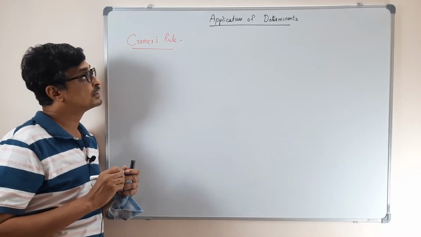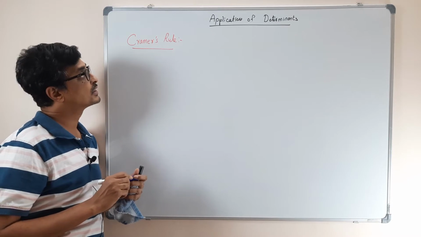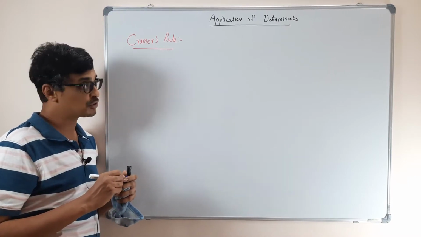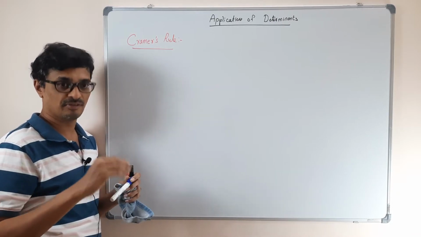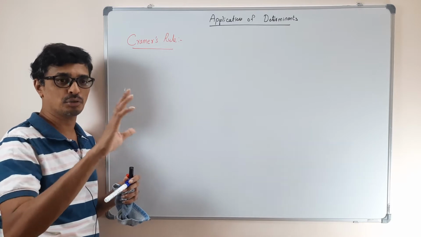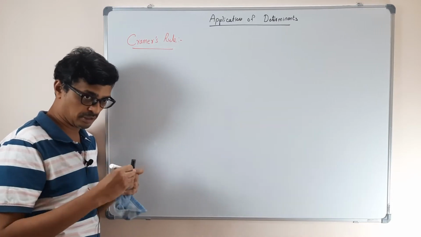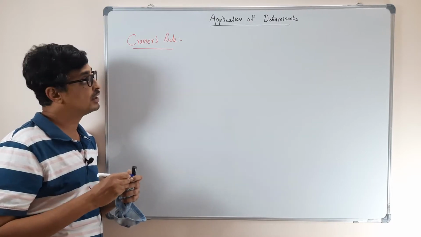So today we will see the applications of determinants. The first application is Cramer's rule. We already discussed Cramer's rule. What is Cramer's rule? It is to solve linear equations. We took an example of linear equations in two variables, but with Cramer's rule you can solve any number of equations, not necessarily two variables.